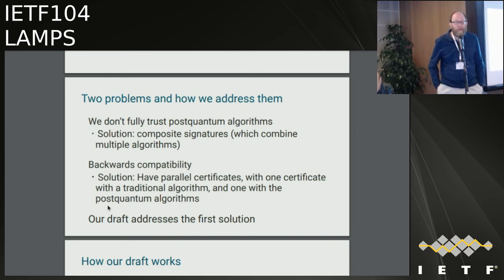One is that we may not fully trust these new algorithms, and because of quantum computers, we may not trust the old algorithms either. So what do we do? The suggestion we have is to do composite certificate signatures, which combine multiple algorithms, so that even if we don't trust any one of them, we can trust that not all of them will be broken. The other problem that we do not address in our current draft is backwards compatibility. What we plan to do is propose parallel certificates, one with the old RSA or ECDSA algorithms, and one with these new post-quantum algorithms, which would most likely include the composite signatures. Next slide.